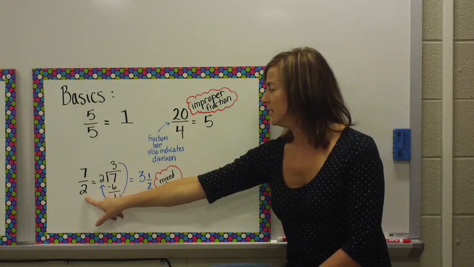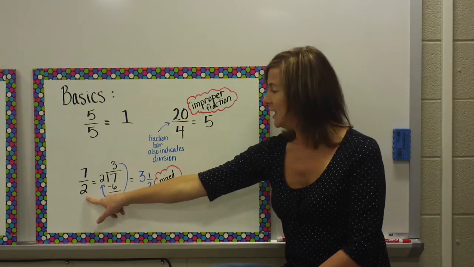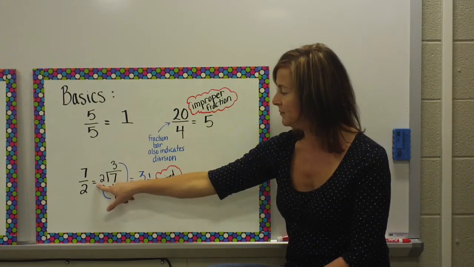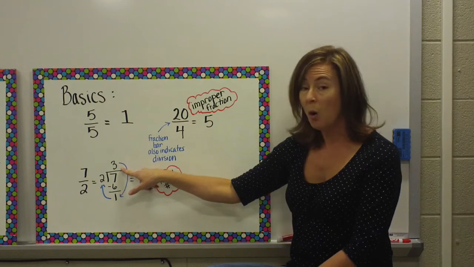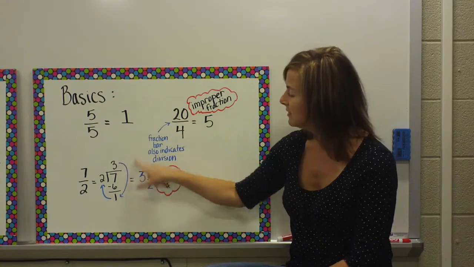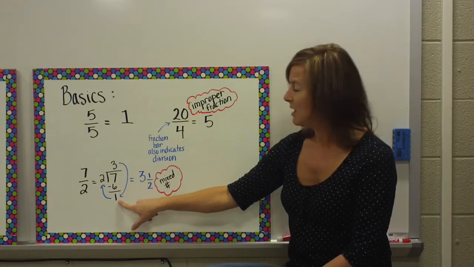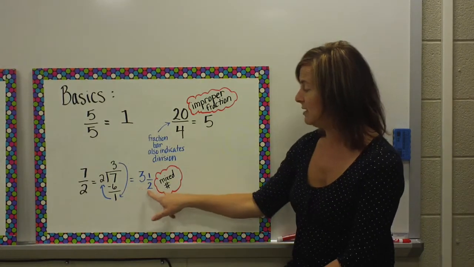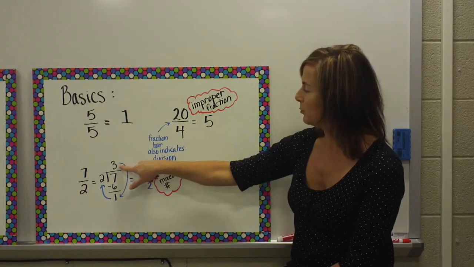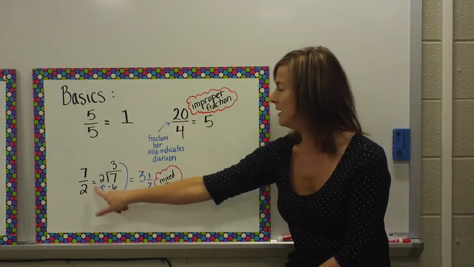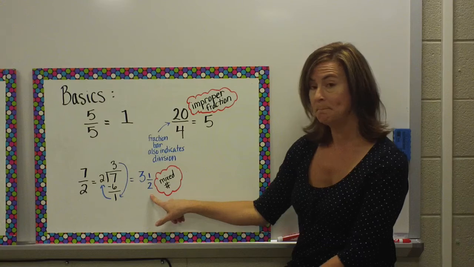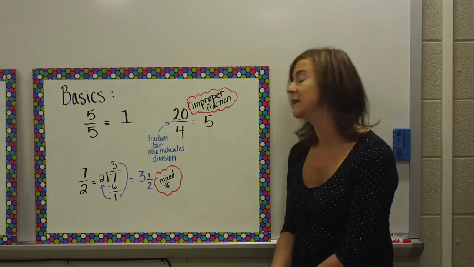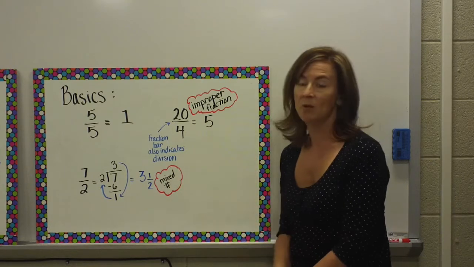Here's another example, 7 over 2. That's an improper fraction. So I would divide 7 by 2. I can get 3 whole 2's out of a 7 with 1 remaining. That then can be rewritten to show 3 and 1/2. 3 whole with 1 out of 2 parts remaining. So that is referred to as a mixed number. Improper fractions can be rewritten as whole numbers or mixed numbers.